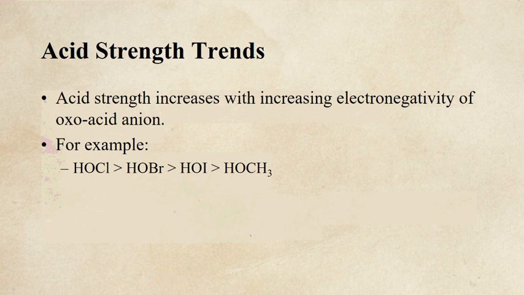Acid strengths also increase with increasing electronegativity of the oxyacid anion. For example, chloride produces a stronger oxoacid than a methyl group would.